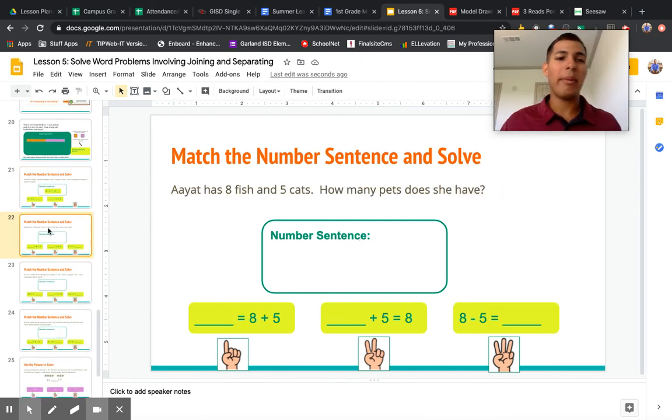We're going to do 1 or 2 more. I don't want to keep this too long. We had 3 long problems, and I want to give us time to work. So, Ayet has 8 fish and 5 cats. How many pets does she have? I'm going to give you guys a second to hold up your fingers. We'll do the last one kind of fast, I'll work through it for you. I want you to think about this. 1, 2, or 3? What number sentence do you think it is for this problem?